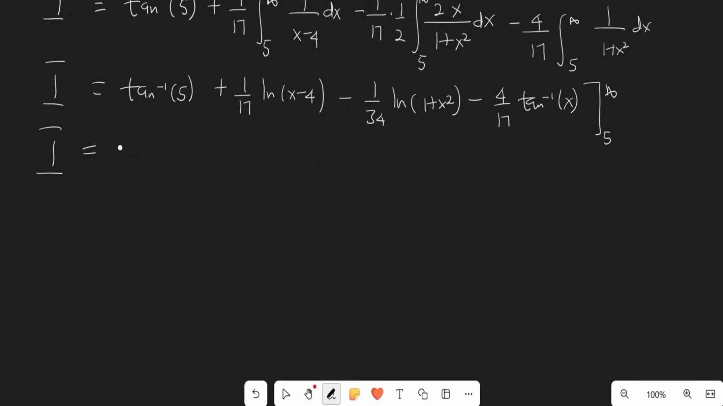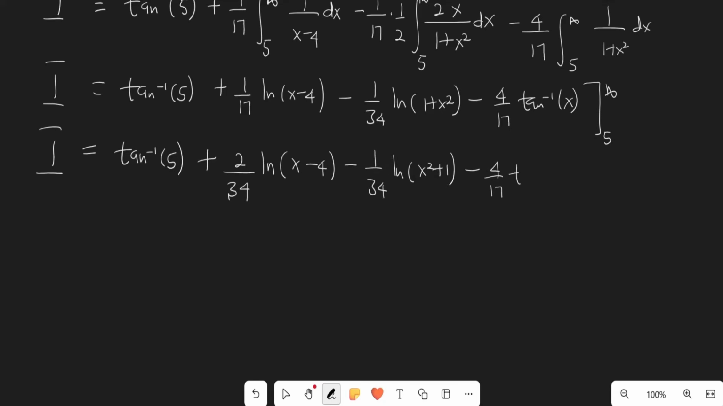I is going to be equal to the tan inverse of 5. Correct. And now here, this 1 over 17, I'm going to multiply the numerator by 2 and then multiply the denominator by 2. So 1 over 17 is the same as 2 over 34, minus 1 over 34 here, the ln of x squared plus 1. We can write it that way, minus 4 over 17, and then I'm going to have the tan inverse of x, the limits of integration from 5 to infinity.